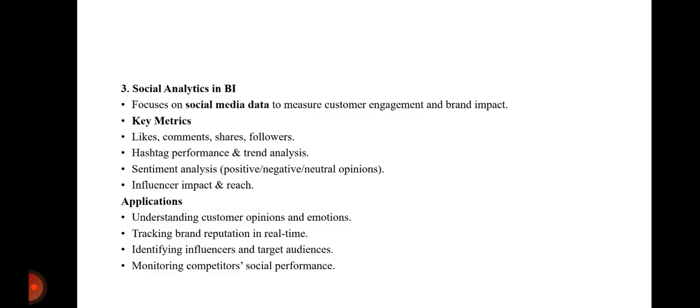Understanding customer opinions and emotions, tracking brand reputation in real time, identifying influencers and target audience, monitoring competitors' social performance. These are the applications of social analytics and BI.